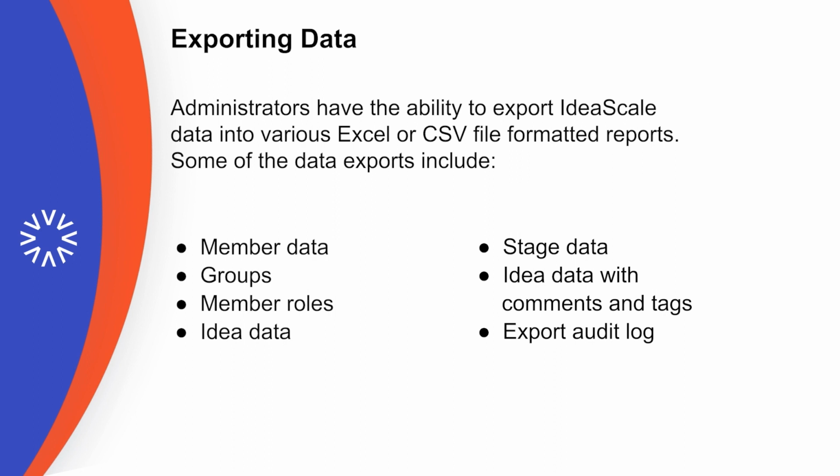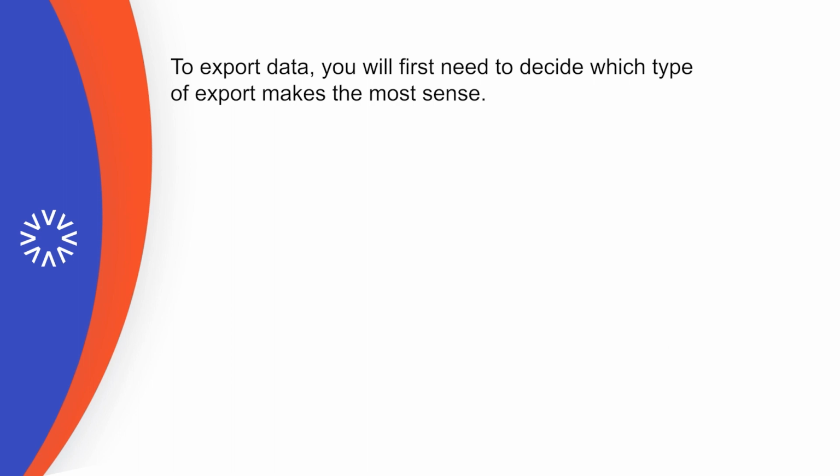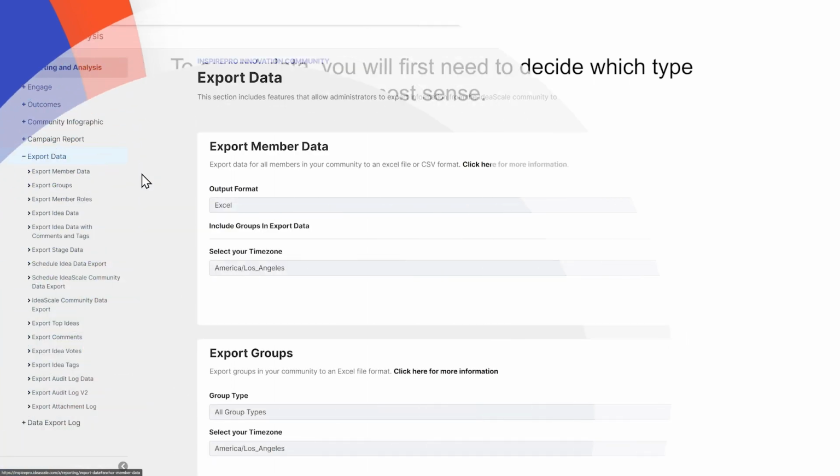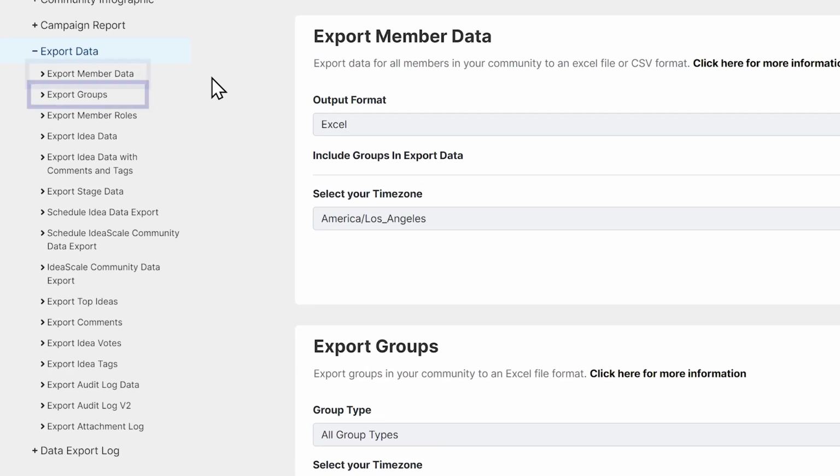tags, export audit log. To export data, you will first need to decide which type of export makes the most sense. If you want to learn more about member engagement, you can export member, group data, or an audit log about all members who have authenticated or failed to authenticate in the community.